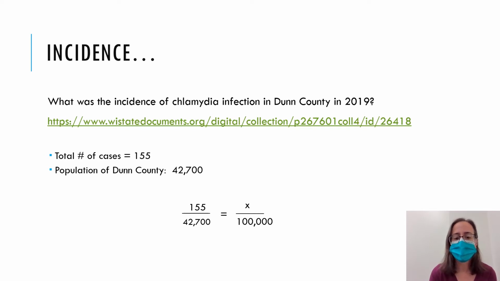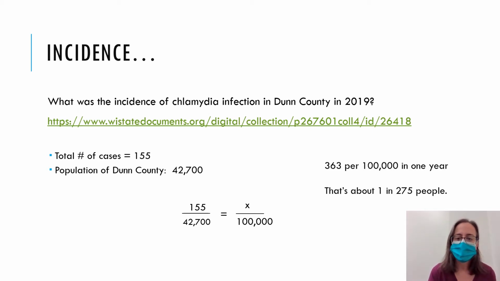We'll say, okay, so 155 out of 42,700 is equivalent to X out of 100,000. And we'll solve for X, right? So you cross multiply, and we will find out that X is 363. So the incidence of chlamydia was 363 per 100,000 in 1 year, which is about 1 in 275 people. Right? Doesn't sound like a ton.